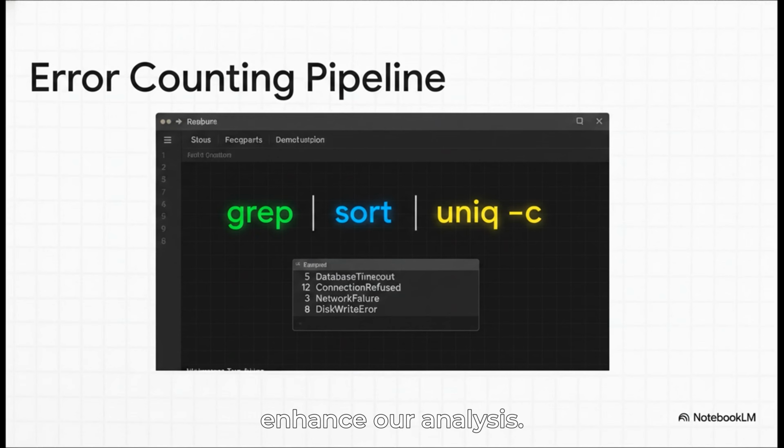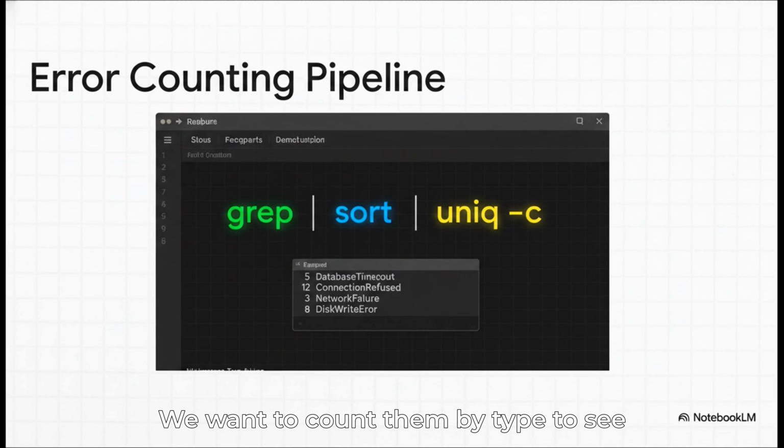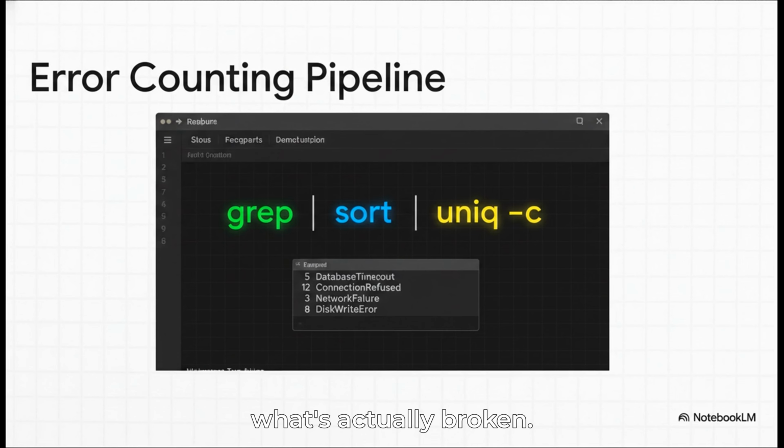Next, we want to enhance our analysis. We aren't just blindly extracting errors. We want to count them by type to see what's actually broken. We take our grep output and pipe it, using that vertical bar character, into a command called sort. Then we pipe that sorted list into uniq -c. The -c just stands for count. This neat little pipeline extracts all the errors, alphabetizes them, and gives us a clean, tallied count of each unique error type.